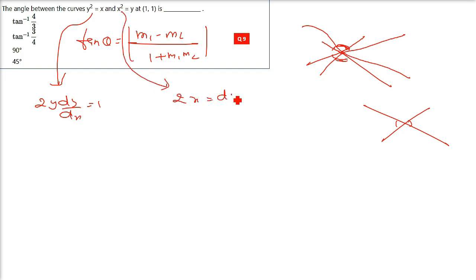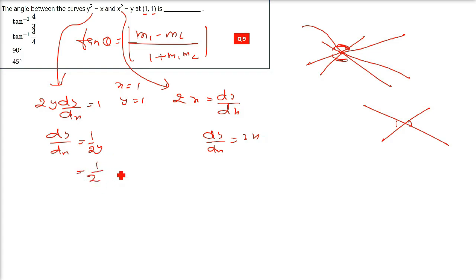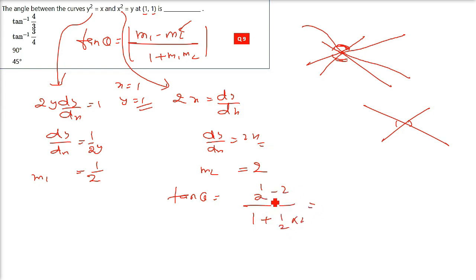I've differentiated y² = x. Now I'm differentiating x² = y. Now we have to put x = 1, y = 1 wherever applicable. So dy/dx is equal to 1/(2y), and dy/dx is 2x. Now just put x = 1, y = 1. On the left you can put y = 1, on the right you can put x = 1. So 1/2 and 2 are the slopes of these two curves. Now tan θ is (m1 − m2)/(1 + m1 m2), and I am replacing it by m1 and m2.